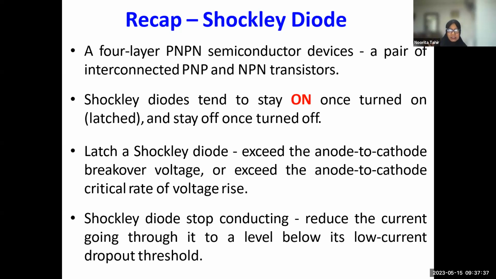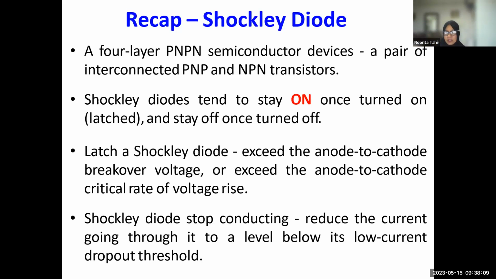How it is being turned off is actually to reduce the input voltage. So latch a Shockley diode, what does it mean? Once we exceed the anode-cathode breakdown voltage, or exceed the anode to cathode critical range of voltage, that depends on the type of transistor, either it's silicon or germanium. That is the threshold voltage for it to start to activate.